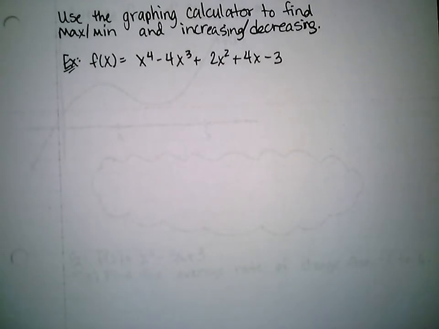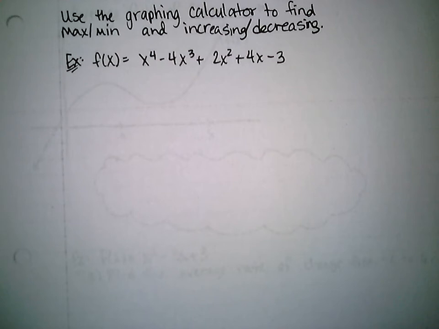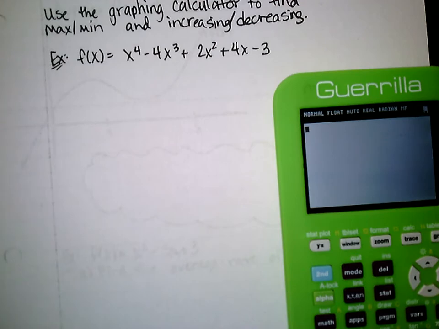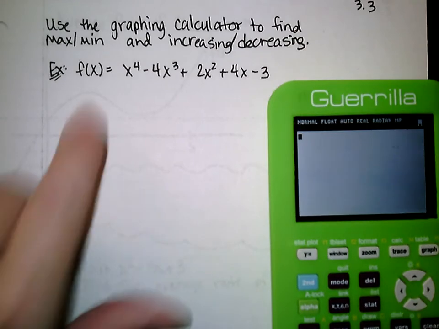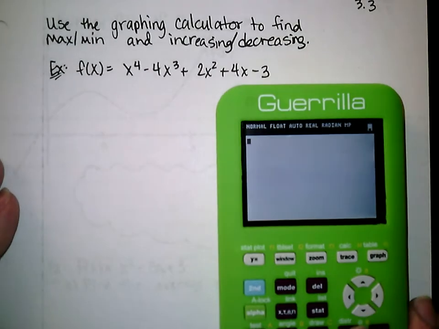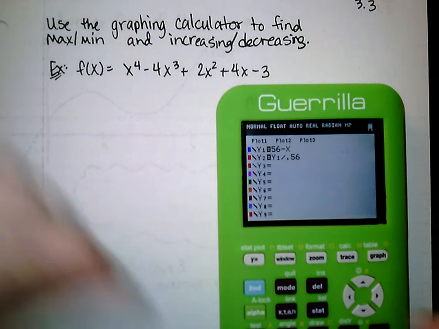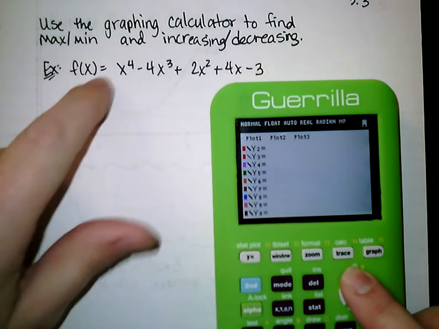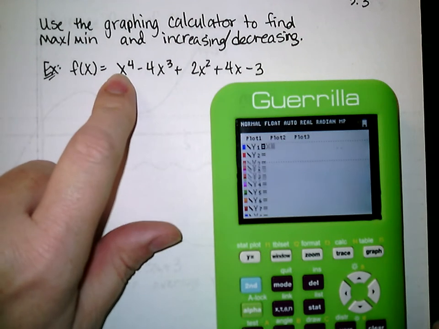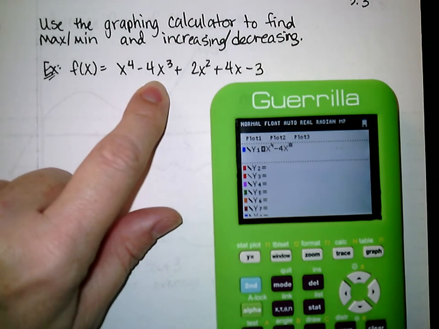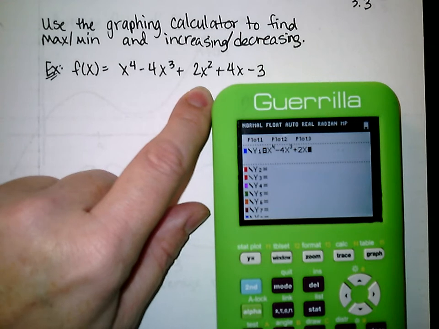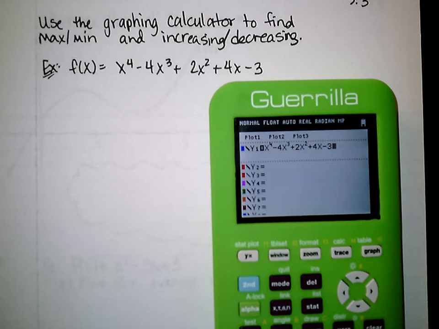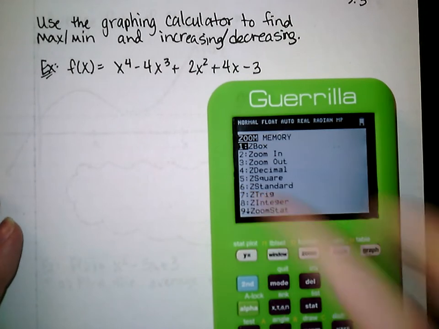Let's practice also using our graphing calculator to find maxes and mins and tell where a function is increasing and decreasing. So we need to grab our graphing calculators. The first thing we're going to do is graph that function in y equals. So I'm going to go to y equals. Make sure none of your plots are turned on. If you have any plots turned on, it tends to mess up your graphs. So I have nothing stored in there. All my plots are off. So I'm going to type in my function, x to the fourth minus 4x cubed plus 2x squared plus 4x minus 3. And I'm going to try looking at this on just a standard window. So I'm going to go zoom and then number 6, standard.